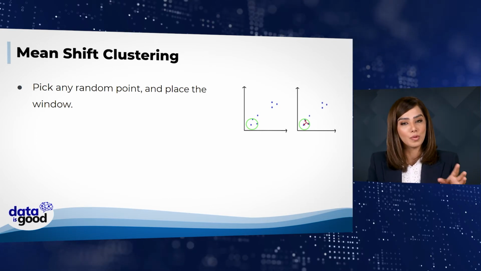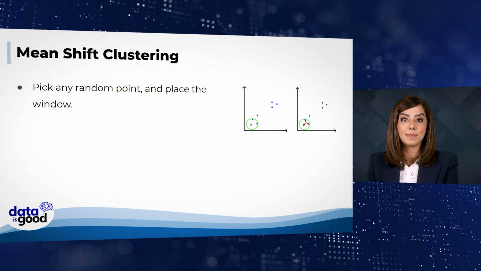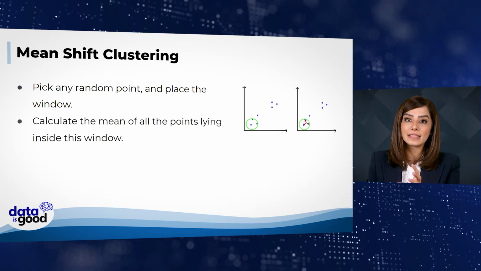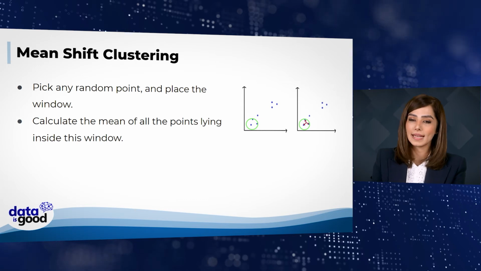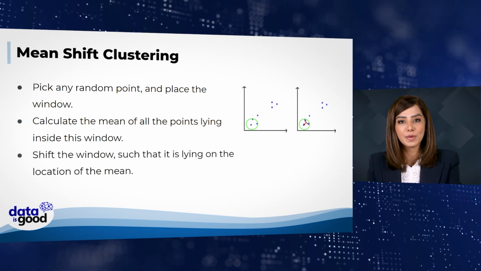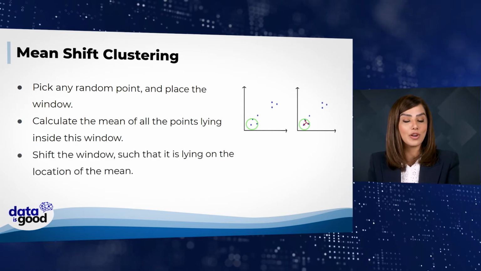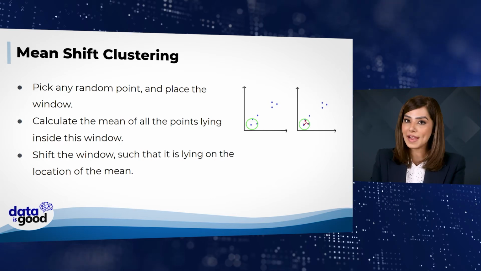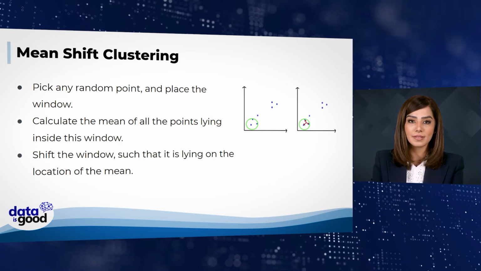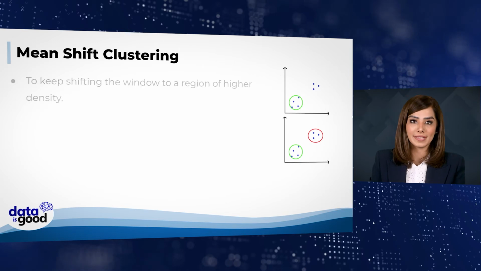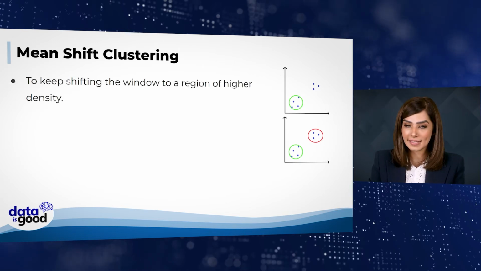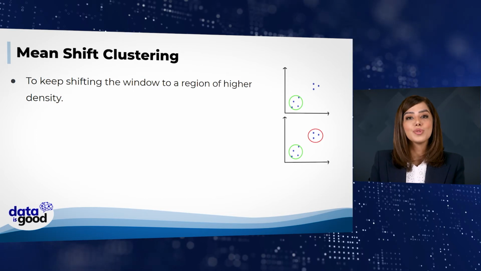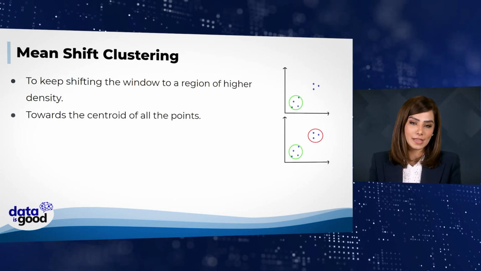And now, moving on to the next step, that is step number 2. We have to calculate the mean of all points lying inside this window. Coming to step 3, we'll shift the window such that it is lying on the location of the mean. Finally, we'll repeat till convergence. What we are trying to achieve here is to keep shifting the window to a region of higher density. This is why we keep shifting the window towards the centroid of all the points in the window.